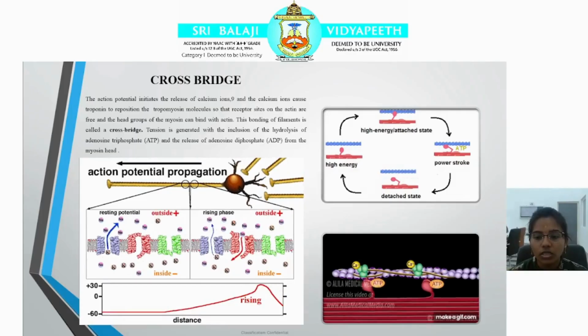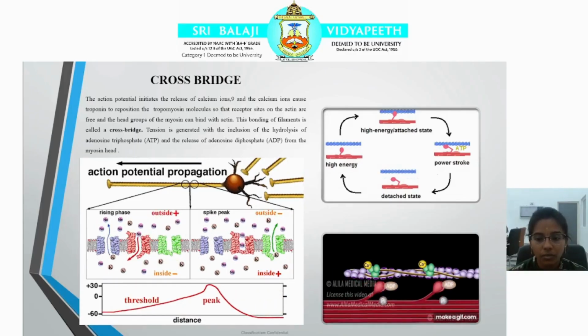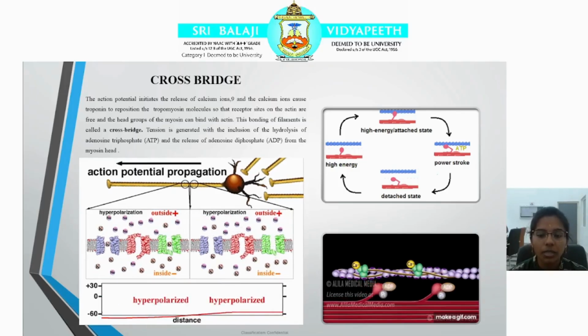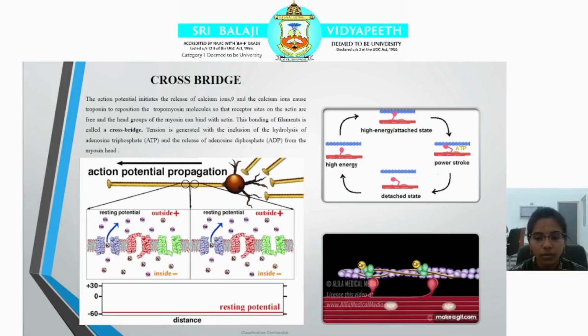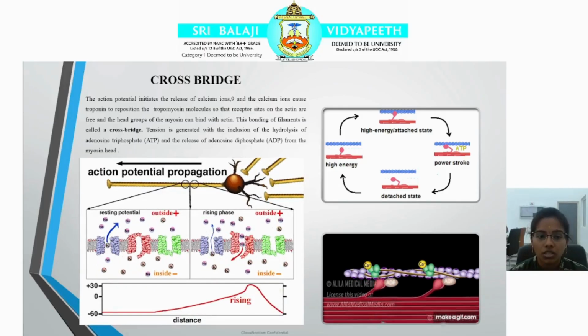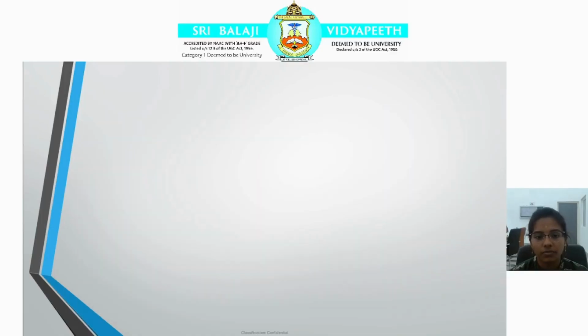So in this downward image, you can see hydrolysis of ATP where the myosin head is getting attached to actin. At the same time, ATP is converting to ADP and phosphate ion. In this left side image, we have given the action potential propagation.